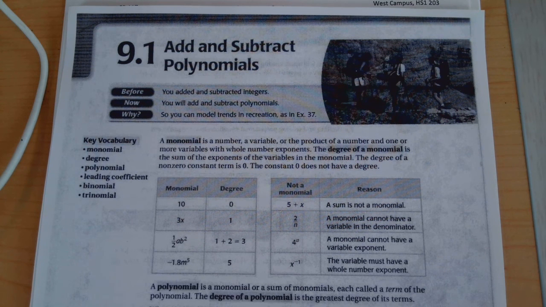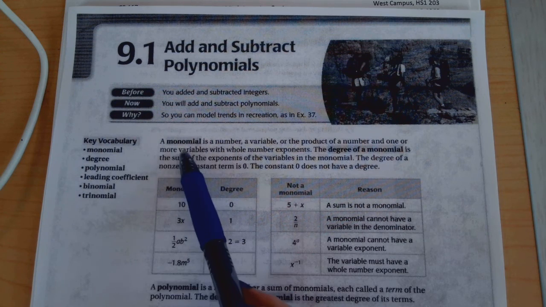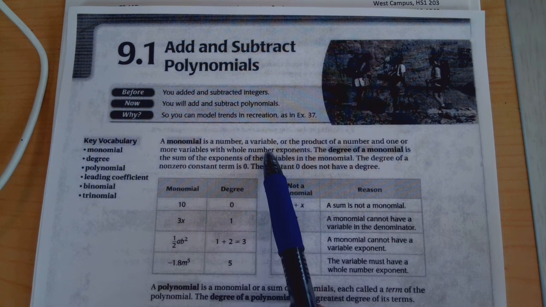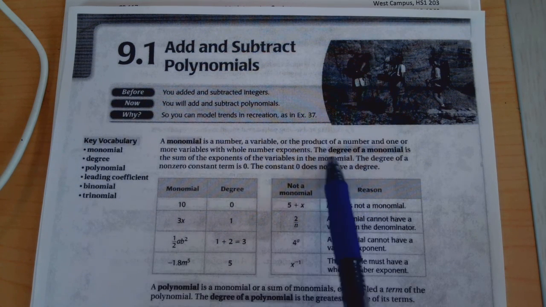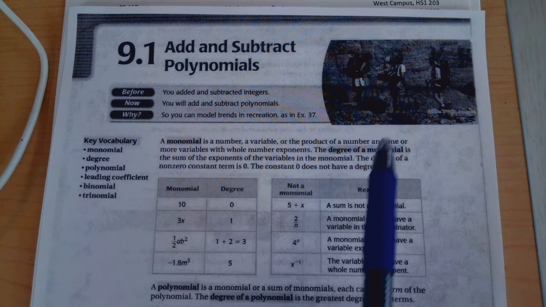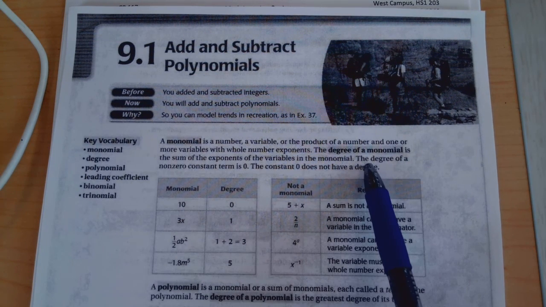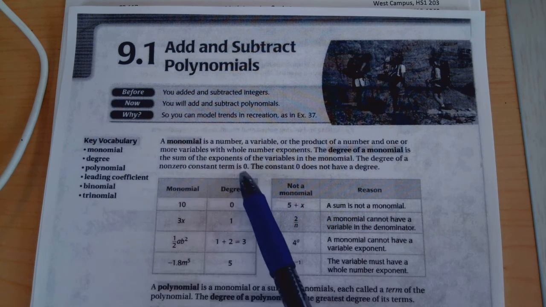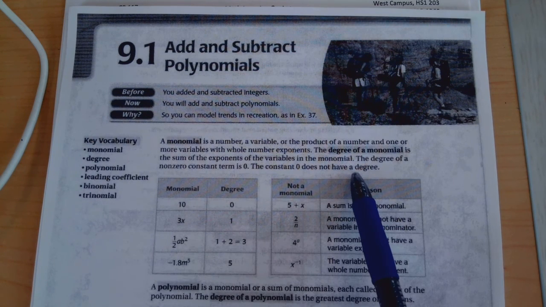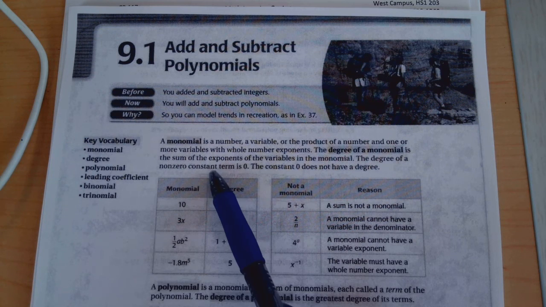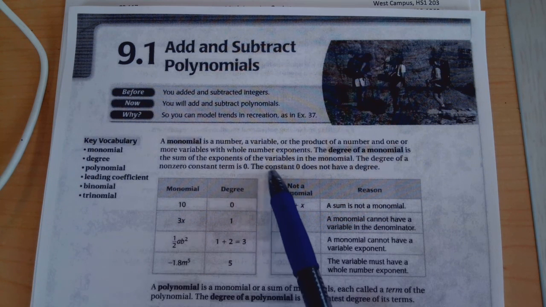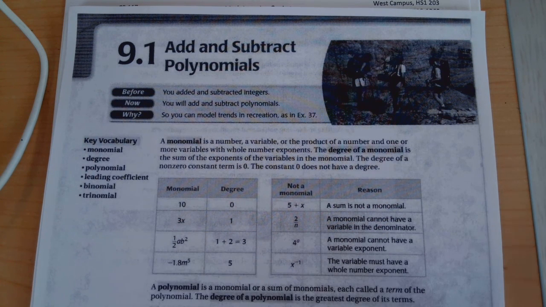So this is 9.1, adding and subtracting polynomials. So we're going to start here. A monomial is a number, or it can be a variable, or the product of a number and one or more variables with whole number exponents. The degree of a monomial is the sum of the exponents of the variables in the monomial. The degree of a non-zero constant term is 0. A constant 0 does not have a degree. I'm sure you understood all that, but let's go ahead and make it in a way that you understand it.